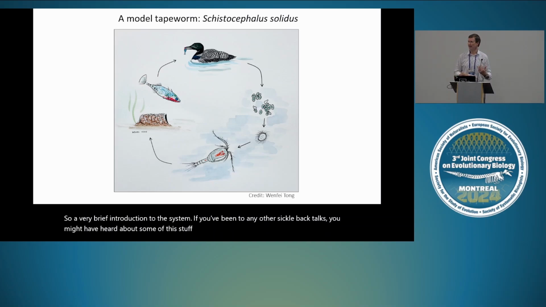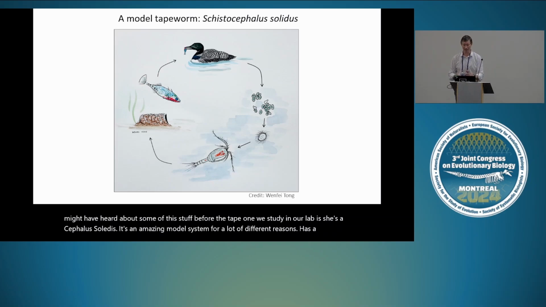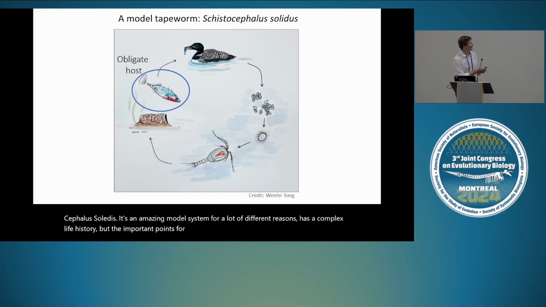The tapeworm that we study in our lab is Schistocephalus solidus. It's an amazing model system for a lot of different reasons. It has a complex life history, but the important points for today are that its obligate host is a three-spined stickleback fish. It must go through that fish at some point in its life in order to persist and then get into a bird. It can infect lots of birds, lots of copepods, but it must go through a three-spined stickleback.